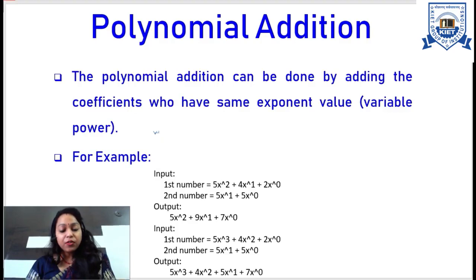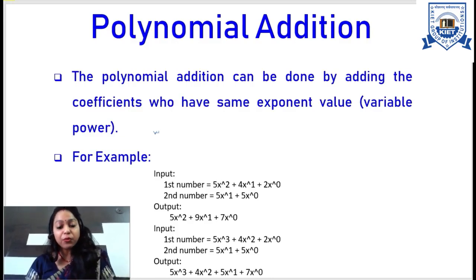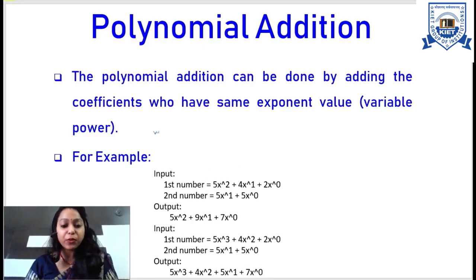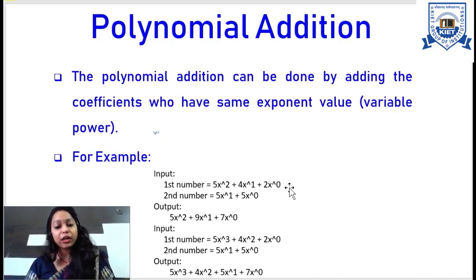Okay, so we take an example. We have two inputs. The first equation is 5x square plus 4x plus 2, and the second polynomial equation is 5x plus 5. X power 0 means 1, so it will be 5. Now we want to perform the addition of these two polynomial equations. We will be scanning both the equations from left to right.